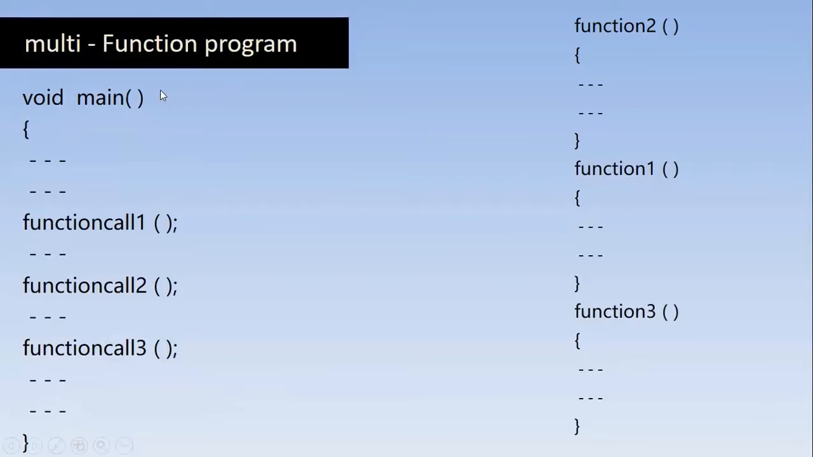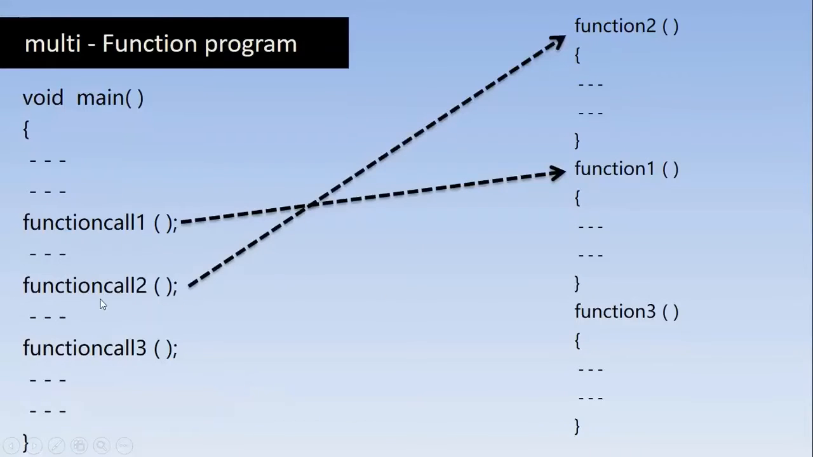We can also have a multi-function program, where we can have more than one function, like demonstrated here. Function call 1, function call 2, function call 3 for these independent functions. This is the main function containing only the function calls to those functions. Function call 1 is executed and control is passed to the definition of function 1, and control is passed to function 2 when function call 2 is expected, and function 3 is also executed at this place. So this is an example of how we can achieve the functions.